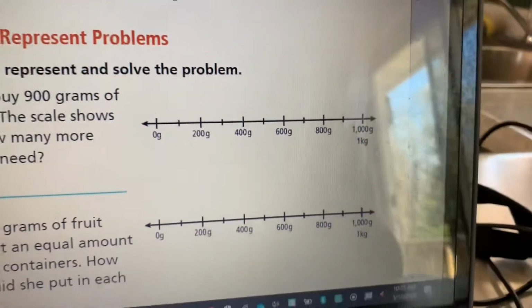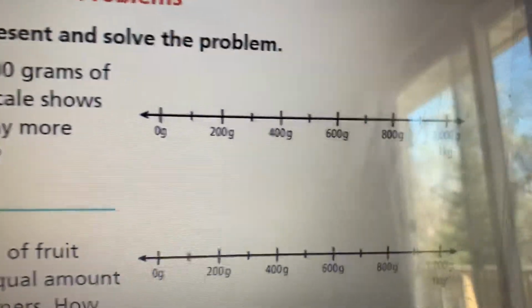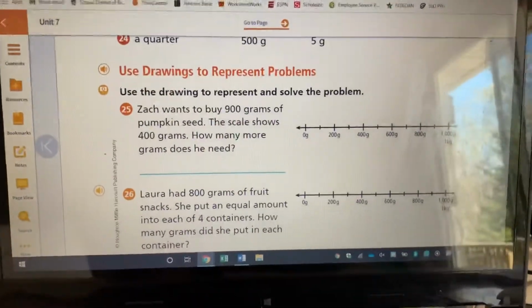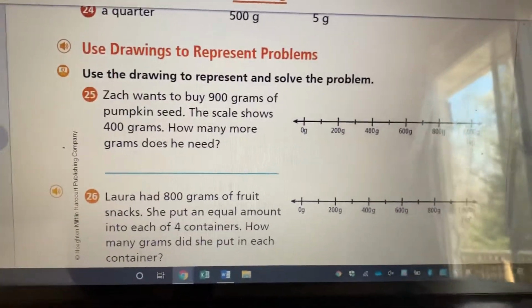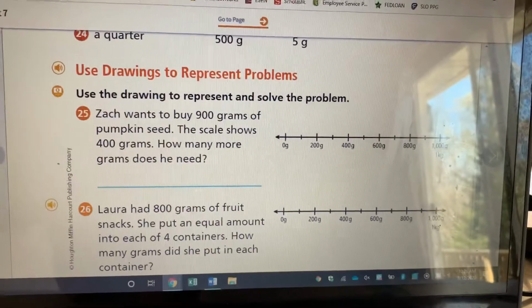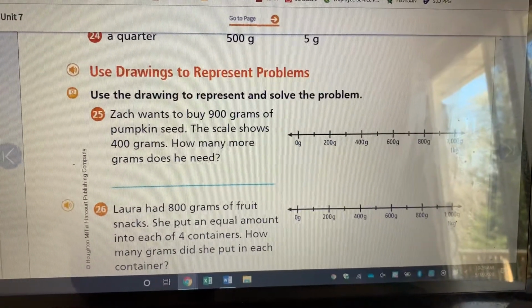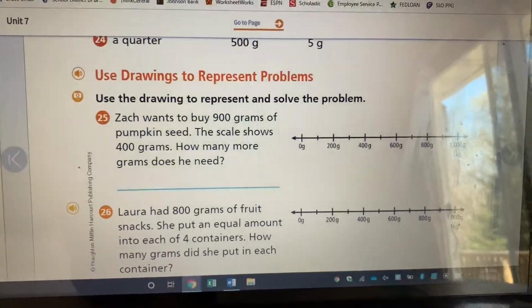Ooh, what is this over here? That looks like they're giving you a strategy to use a number line, but it's a gram number line. That's exciting. We always love using the open free number line for adding or taking away, or skip jumping. Let's take a look at one of these. Zach wants to buy 900 grams of pumpkin seed. The scale shows 400 grams. How many more grams does he need?